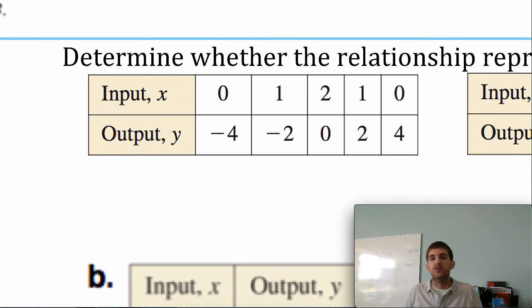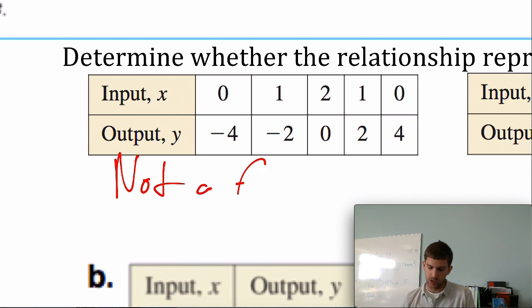You've got inputs of 0, 1, 2, 1, and 0. So your outputs, when the input is 0, the output is -4. When the input is 1, you get an output of -2. And then we have 2, 0, 1, 2, and 0, 4. So is this a function or not? Unfortunately, it is not. Sorry, let me write that down. So it is not a function.